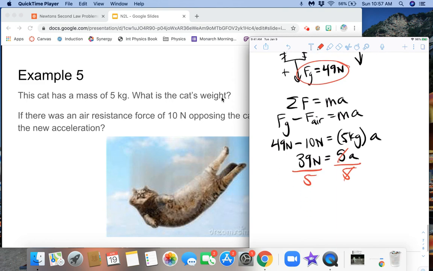And so here I end up getting, let's plug it into our calculator, 39 divided by 5. And I get that the acceleration is 7.8 meters per second squared. And that makes sense because the air resistance is slowing that cat down. Okay, so the acceleration is going to be less than the acceleration of gravity because it's slowing the cat down.